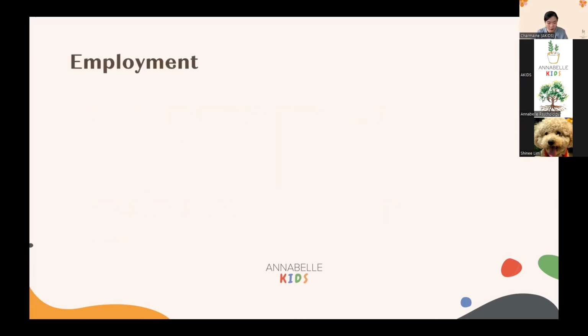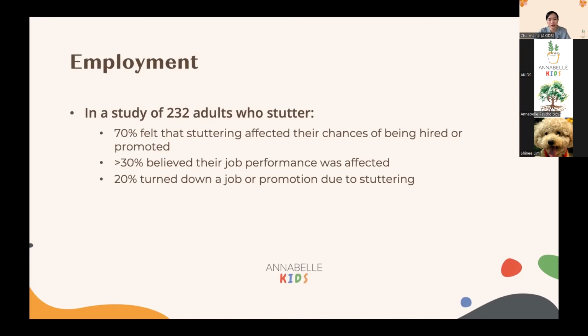And one of the important things that the adolescent population is very worried about is how stuttering would affect their employment. So in a study of 232 adults who stutter, a very large percentage, 70%, felt that stuttering affected their chances of being hired or promoted. More than 30% believed that their job performance was affected because of their speech, because of stuttering. And 20% turned down a job or promotion because they stuttered.